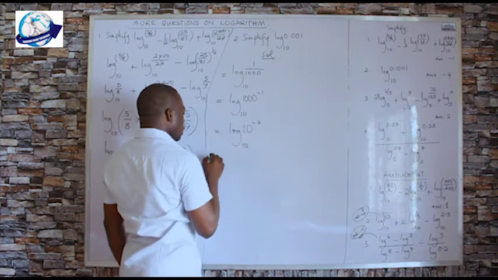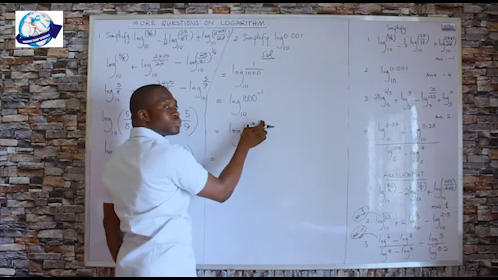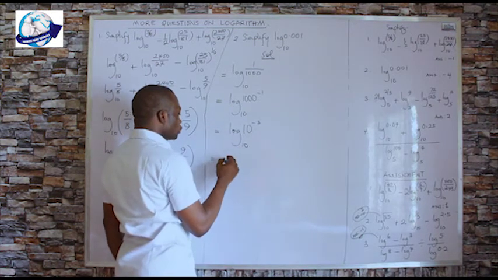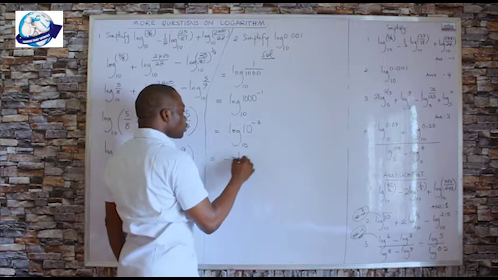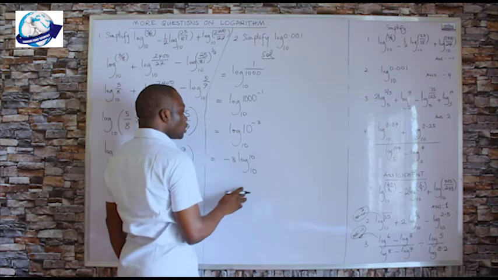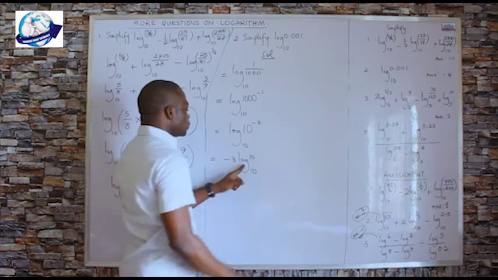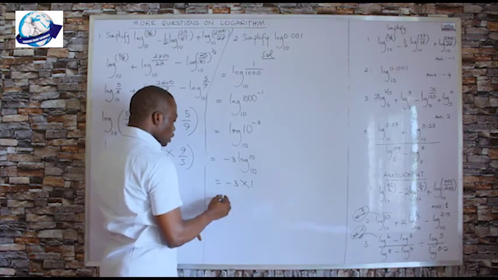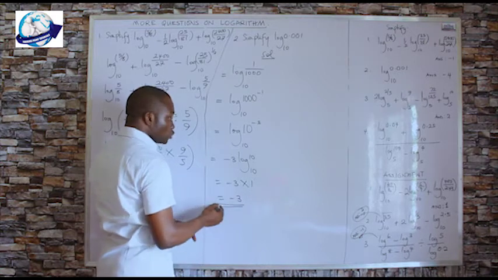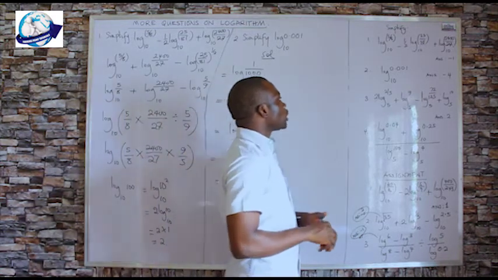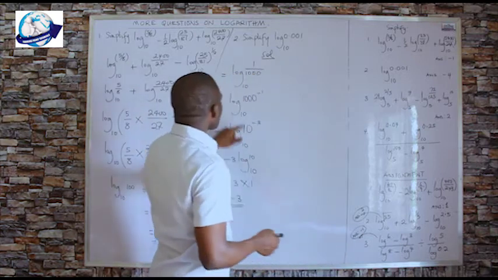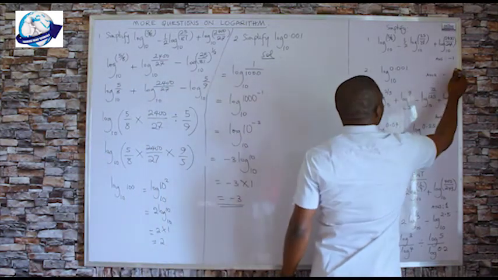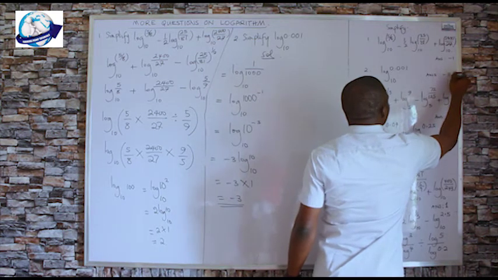Base 10. Then what do you have now? Then minus 3, we go back to multiply the logarithm. That gives you what? Minus 3 logarithm 10 base 10. And 10 base 10 is already 1. So you have minus 3 multiply 1. You end it with what? Minus 3. So from here, what we have? We have this answer kept here.